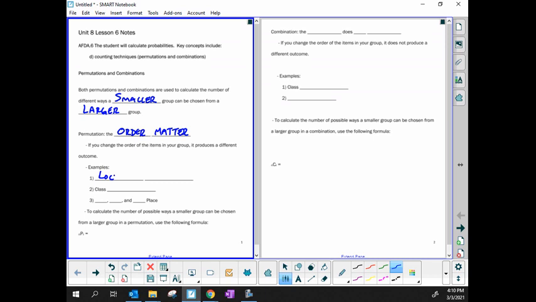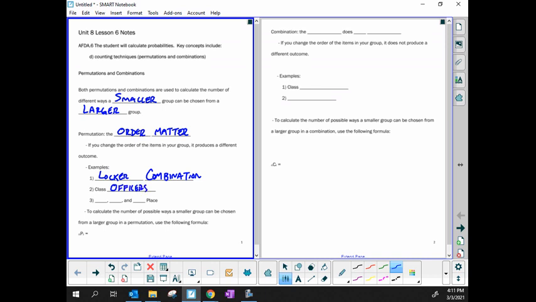Okay, so a locker combination is actually an example of a permutation because the order that you put those 3 numbers in matters. And that's how I remember that a locker combination should be called a locker permutation. So a permutation is when the order matters. Okay. So some other examples of things that would be a permutation would be if we had class officers.